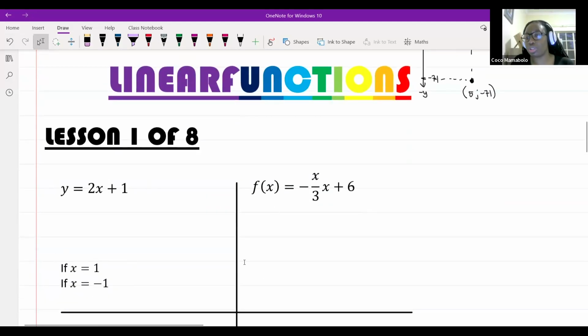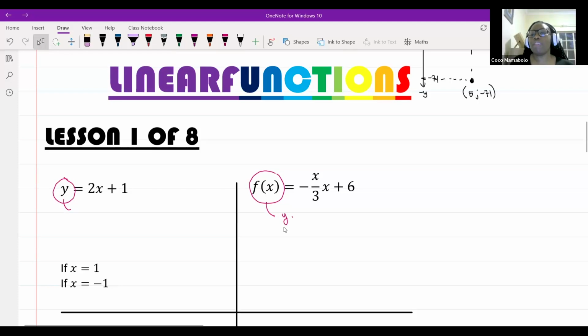Now, I want you to note that they could give you a function in two ways. They can either give us f of x is equal to something, or they can give us y is equal to something. Both of these mean exactly the same thing, because the function of x is going to give us a value on our y-axis. If we just replace that with y, that's going to give us an actual y value. So both of these do the exact same job.